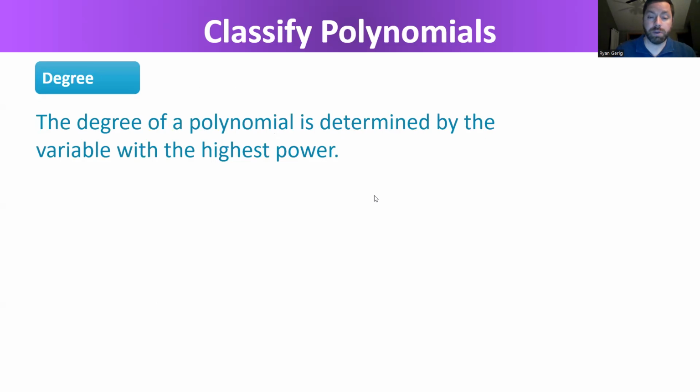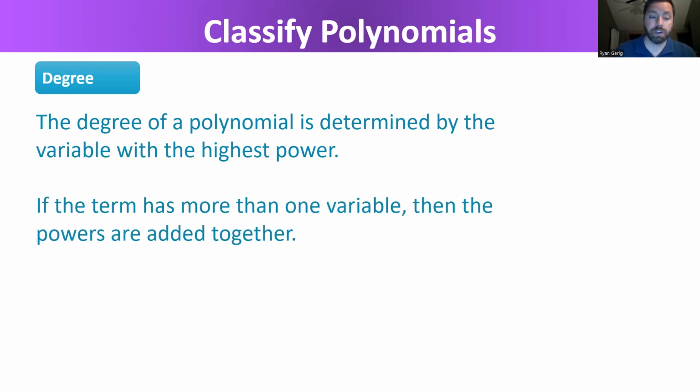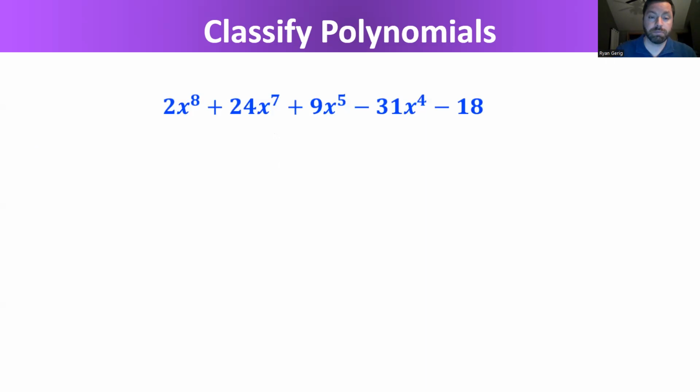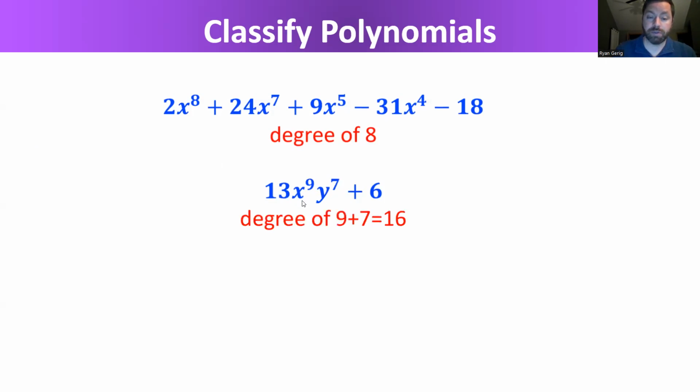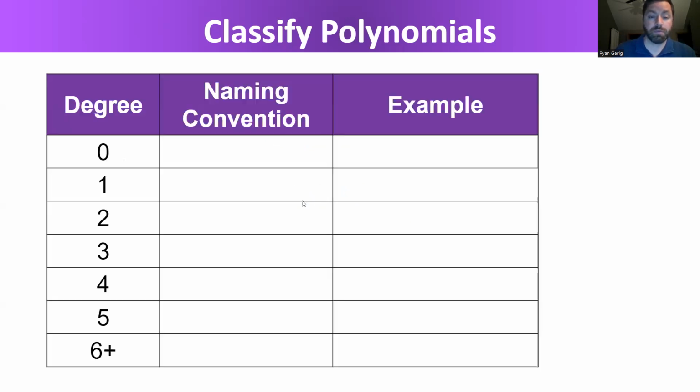The degree of a polynomial is determined by the variable with the highest power. If the term has more than one variable, then the powers are added together. So here's a couple examples. You've got the biggest exponent is 8. So that means it's a degree of 8. In this one, you have one term here, 13x to the 9th, y to the 7th. There's two variables. So what I do is I add those two together, get 16. So this is a degree 16 polynomial.